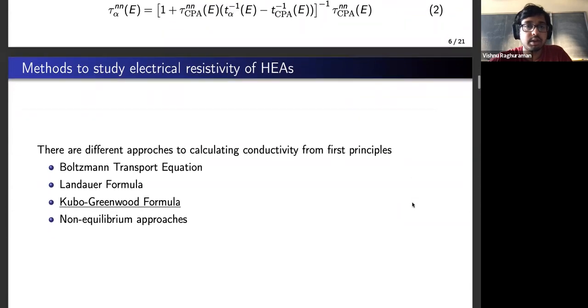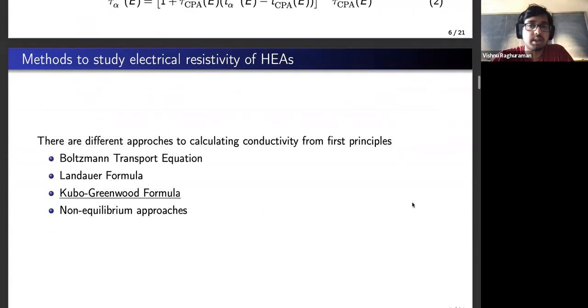So when it comes to electrical resistivity, there are several techniques available. You can solve the semi-classical Boltzmann transport equation, but in this technique you need the bands, and if you have a highly random system, then there's a lot of smearing and your bands at the Fermi energy may not be well defined. So using the semi-classical Boltzmann transport equation may not be feasible for highly random alloys. So we are using the Kubo-Greenwood formula, which is the Kubo-Greenwood linear response.